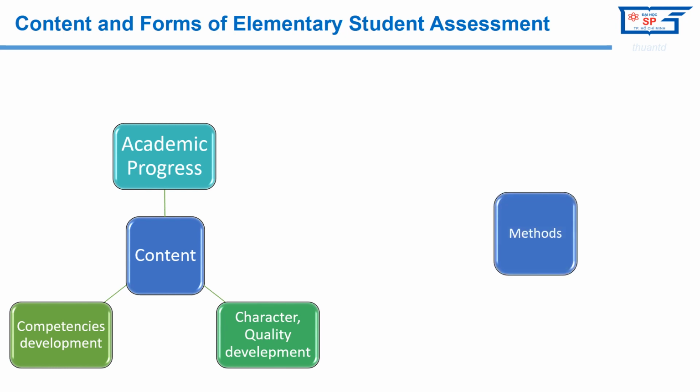Several assessment methods commonly used in evaluating students include: observation method. Teachers observe and listen to students during classroom instruction, utilizing observation sheets, checklists, or journals to document student expressions as evidence for assessing learning progress and development.